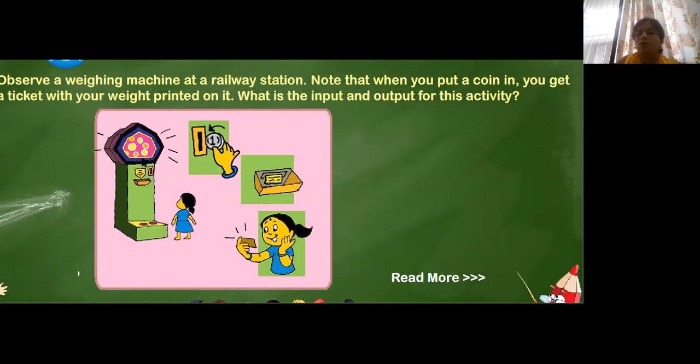And what does it do? It processes your weight, correct? With the coin received, it processes your weight. And then for output, it gives you, through this particular box, a paper. On the paper, it will print your weight and give it to you as an output. Note that when you put a coin in, you get a ticket with your weight printed on it, correct? What is the input and output for this activity?